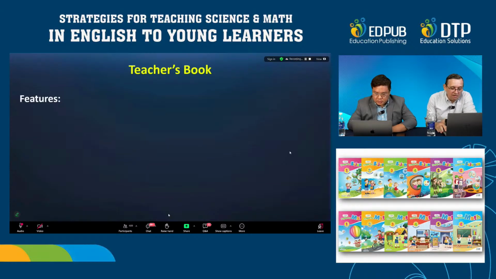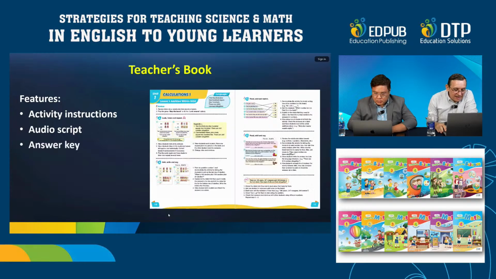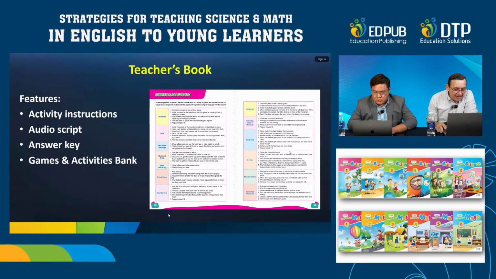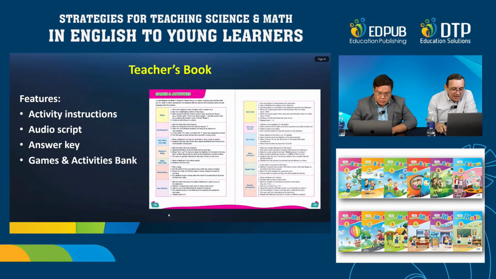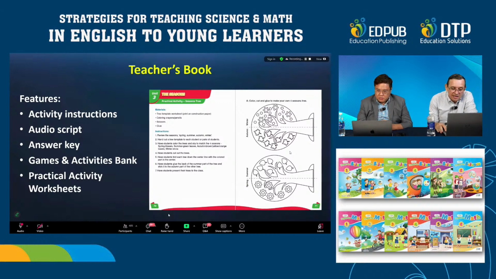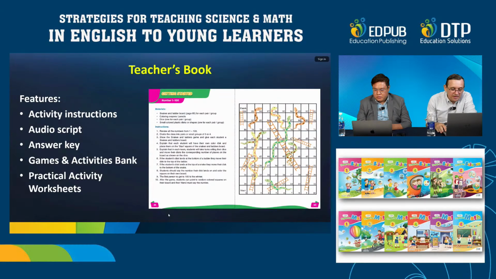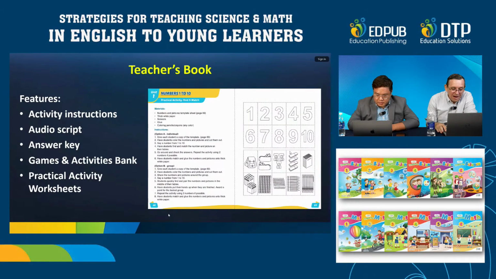The teacher's book has got all the activity instructions, the audio script, the answer key, some games and activities in a bank, and practical activity worksheets. These are the kind of experiments or practical activities. Like in this one, they create a four seasons tree, colouring and cutting and gluing. And in this one, this is an experiment about smells. So these are in the teacher's book. And sometimes in math, we've got board games or matching activities.